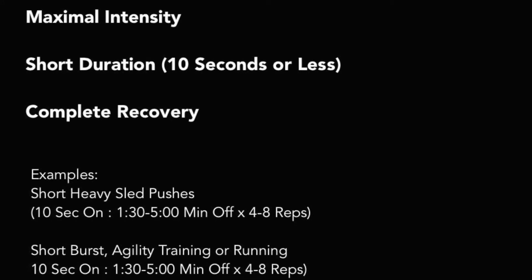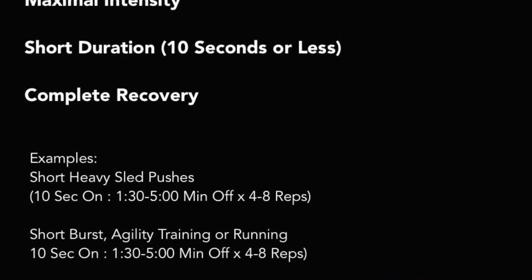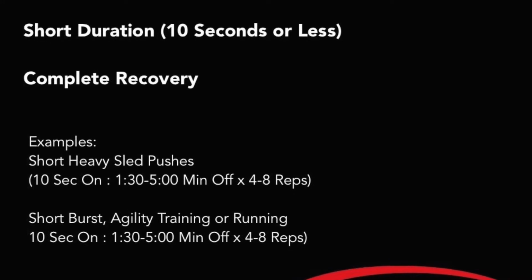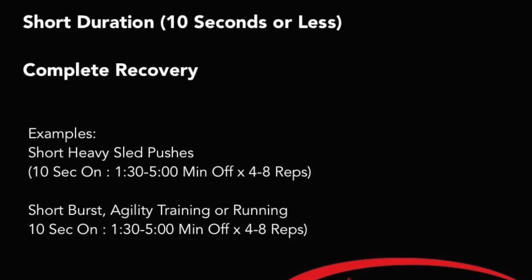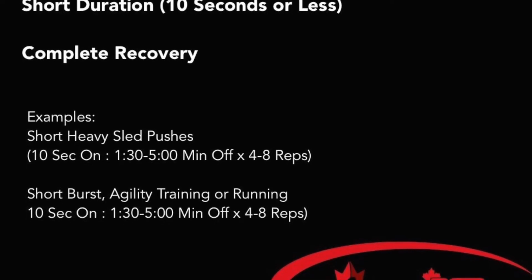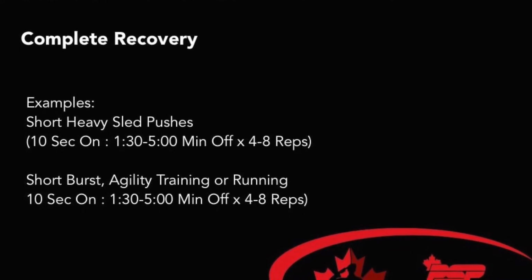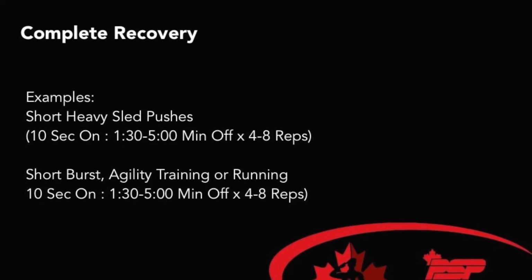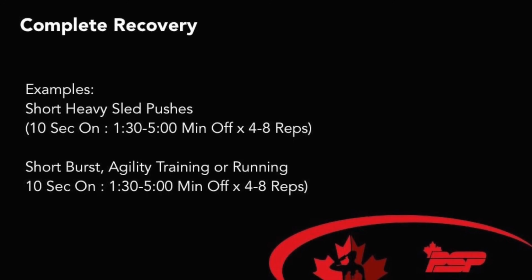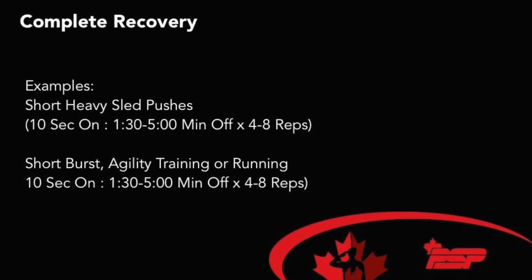Training for this physical performance quality must remain brief and explosive with complete recovery if high quality work is being completed. Examples of training the alactic energy system could be short, heavy sled pushes lasting about 10 seconds or less in a ratio of about 1.5 to 5 minutes off, repeating for 4 to 8 repetitions. Another example would be short bursts of agility training or running lasting 10 seconds or less with a ratio of 1.5 to 5 minutes of rest for 4 to 8 repetitions.